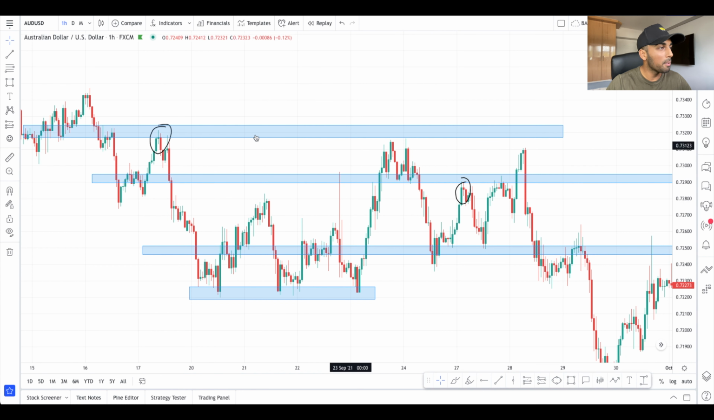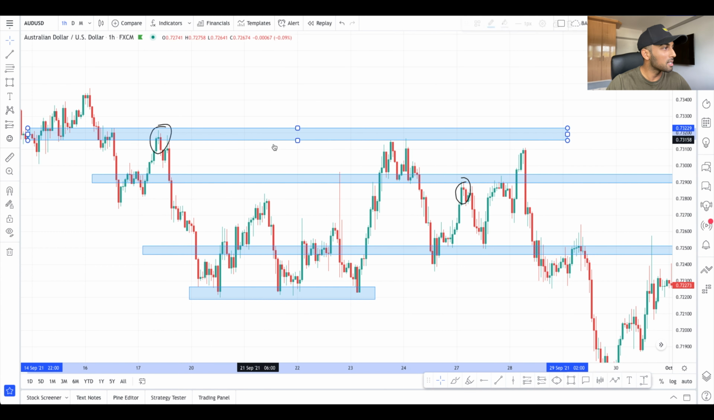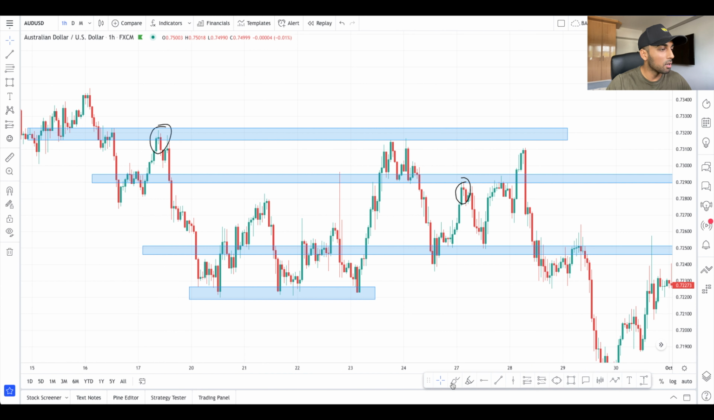But again, look what happened at that level. If I bring this down a bit, you can see that at this level, we had an inside bar here, right, showing indecision, but not showing reversal.